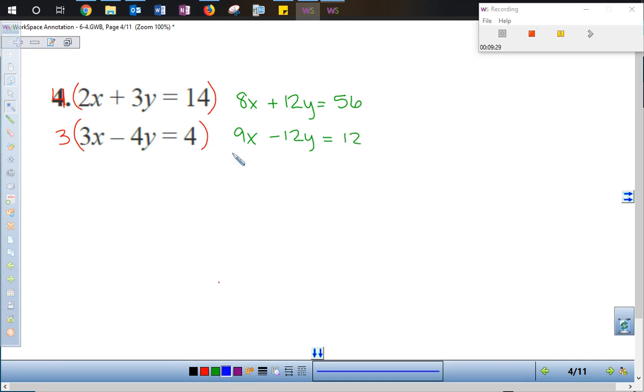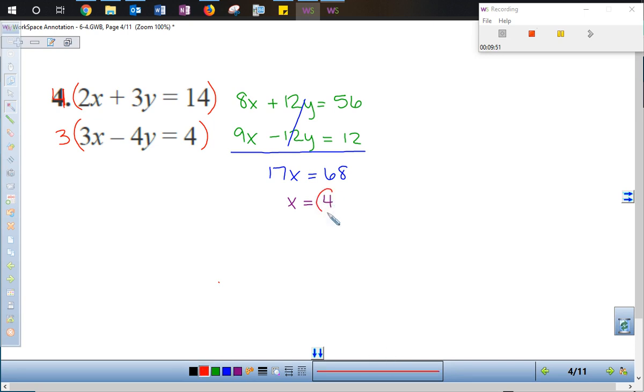Now I can add my two equations together and see what I'm left with. 8x and 9x is 17x. My y's cancel out, and 56 plus 12 gives me 68. Now if we divide each side by 17, x is going to equal 4.